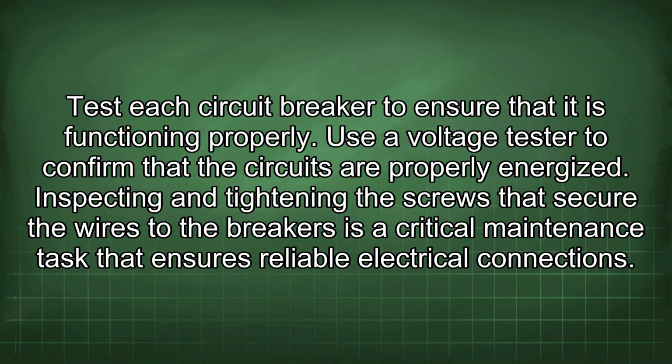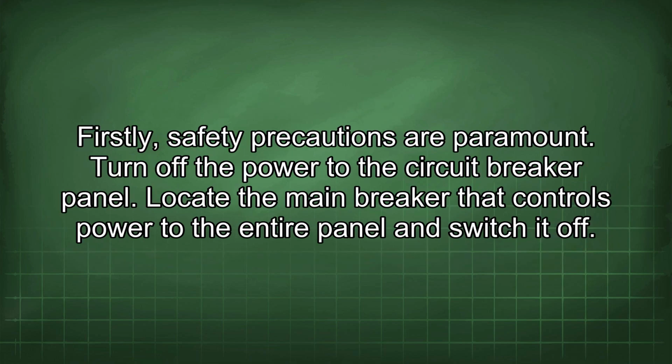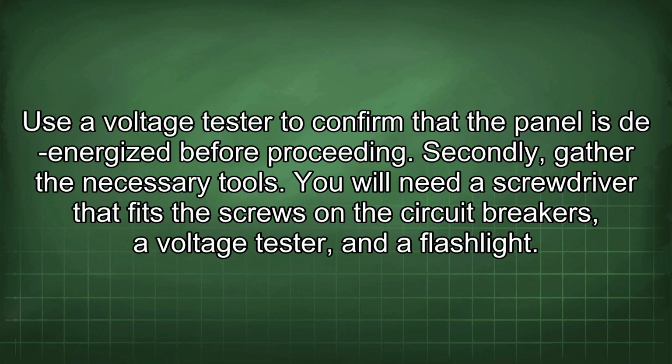Inspecting and tightening the screws that secure the wires to the breakers is a critical maintenance task that ensures reliable electrical connections. Firstly, safety precautions are paramount. Turn off the power to the circuit breaker panel. Locate the main breaker that controls power to the entire panel and switch it off. Use a voltage tester to confirm that the panel is de-energized before proceeding.